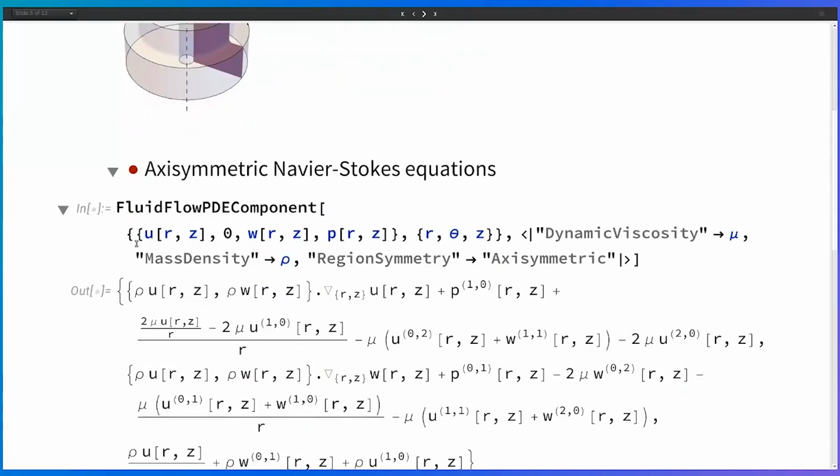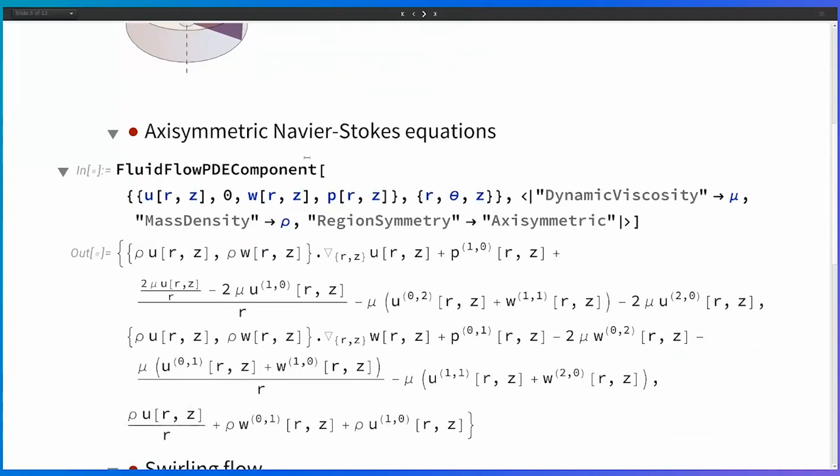So here we have an example with the FluidFlowPDEComponent. The FluidFlowPDEComponent has two arguments. The first are the variables, and the second argument is the parameters. For the variables, here we specify the velocity and the pressure. The first component in this case is the radial component of the velocity. The second, since we assume that we are dealing with axisymmetric flow and that the angular velocity is equal to 0, we set the second component to 0. And the third component is the velocity component in the z coordinate. And finally, we have the pressure p.